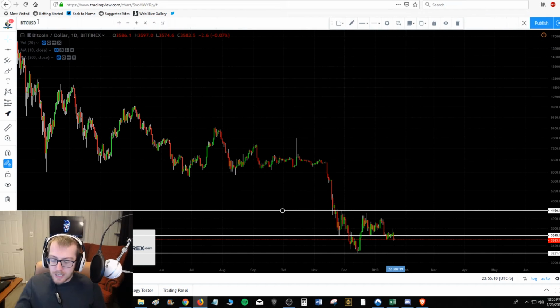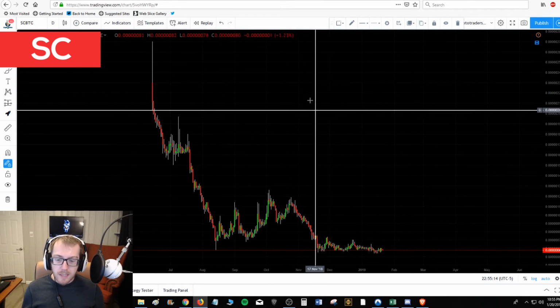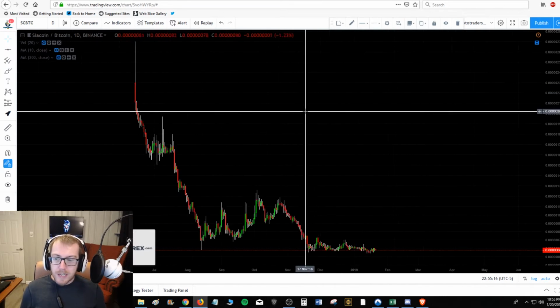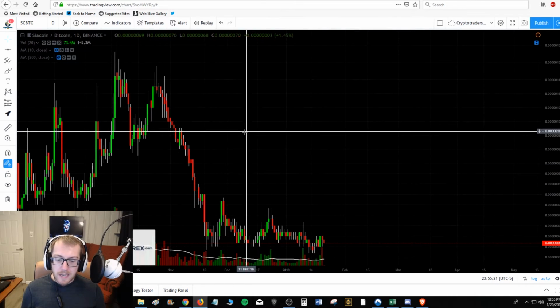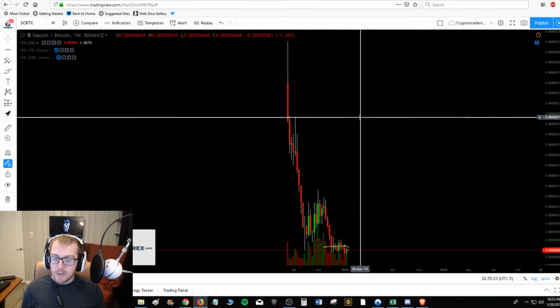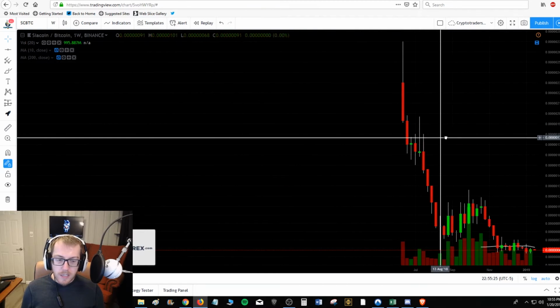So let's go ahead and check out the Siacoin chart, which is SC on Binance. Looking at this chart, I'm not a huge fan of it, but what I do like on the chart is that it's forming this bottom. This bottom has been forming for quite a while now, the last few weeks it looks like. So this is the weekly chart.